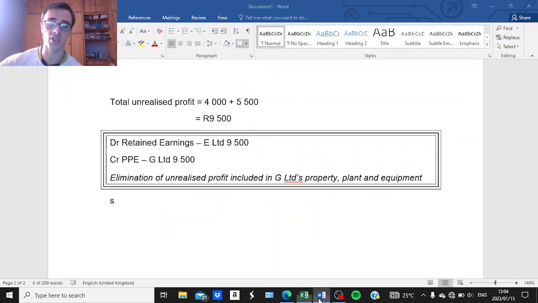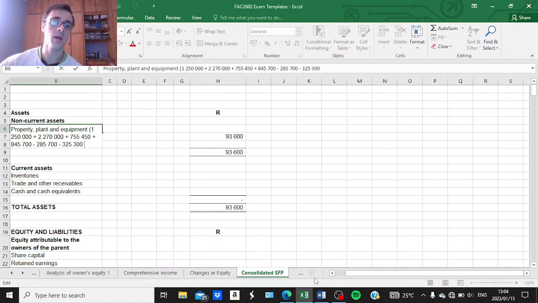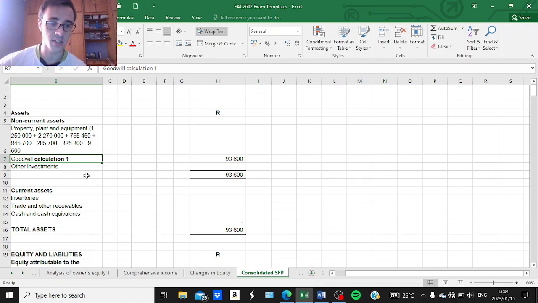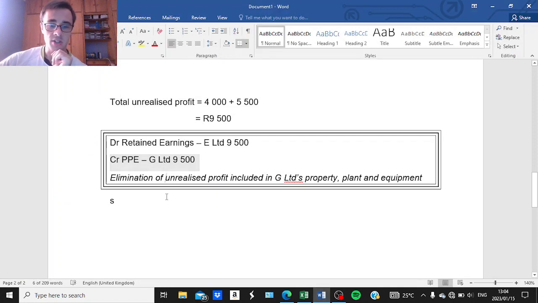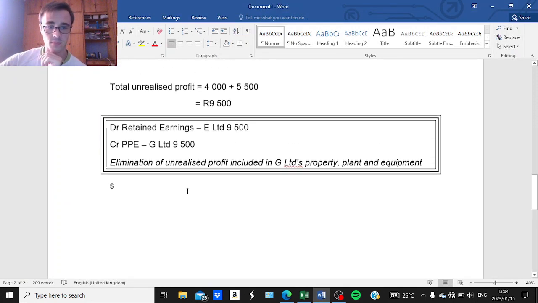And according to this adjustment, we need to credit property, plant and equipment. So therefore, this will be shown as a negative adjustment. Okay, 9,500, which is the total unrealized profit that is included in the property, plant and equipment of Grazing Ltd. Right, so that is the elimination of the unrealized profit.